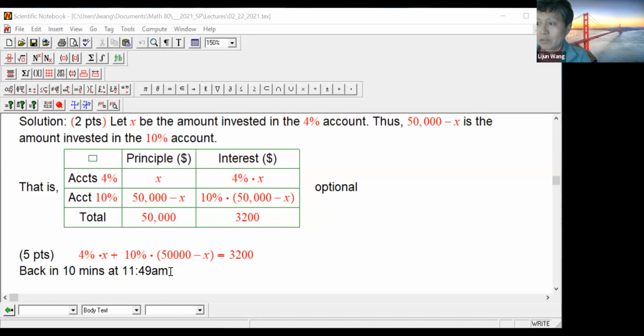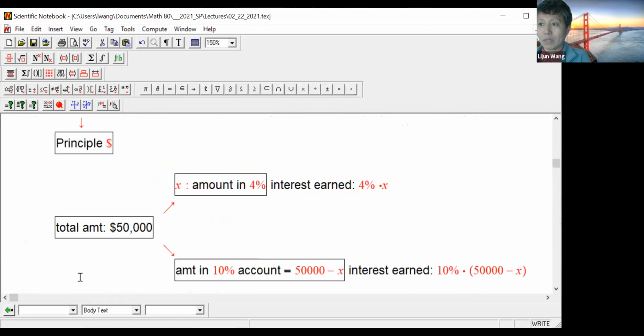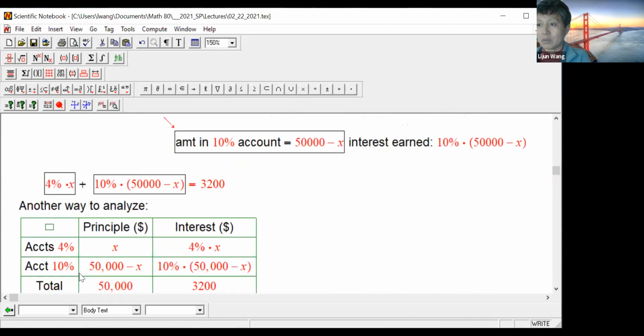Okay, so the first part, we set up the equation. That's a very important step. You can see that a total of 7 points can be earned. In the process, you need to understand a lot of things. You need to understand percentage multiplied by principal equals interest, right? That part we talked about, right? 3 numbers.